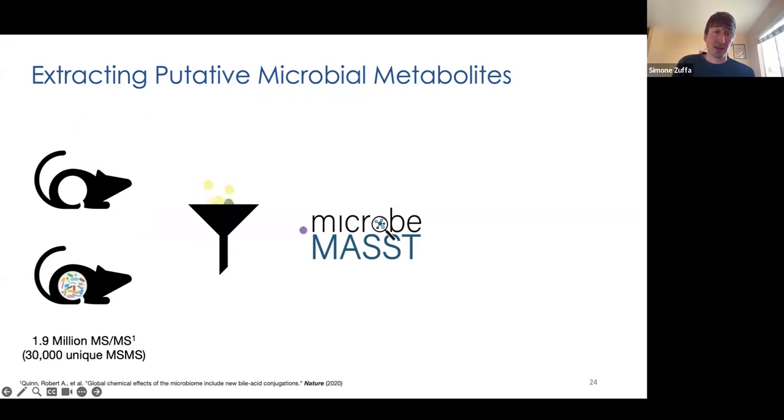I was able to extract all the MS/MS spectra from these samples, almost 2 million MS/MS, which were actually around 30,000 unique ones. And I was able to extract only the MS/MS that were observed in the animals that were colonized with bacteria. Once I had extracted all these, around 10,000 unique MS/MS, I searched them all through MicroBMASST. And 10,000 of them were found to have a match to at least one of the bacterial monocultures present in our reference database.